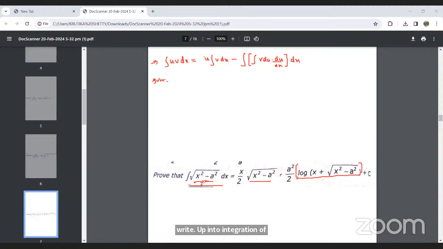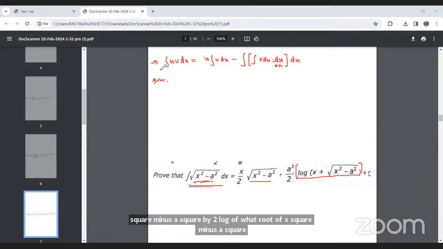So x by 2, the same integral root of x square minus a square, minus a square by 2 log of x plus root of x square minus a square, plus c. Okay, so pay attention here. We will discuss the proof for this.